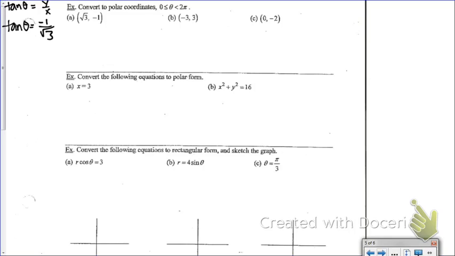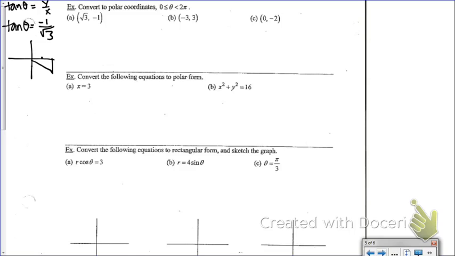Now the question here is which quadrant to draw my picture in. I know tangent can be negative in both the second quadrant and the fourth quadrant. To figure out which one to use, I look at my original point. My original point is positive square root of 3, negative 1. Well, if I go over to a positive value and down to a negative value, I have to be in the fourth quadrant. So I'm going to evaluate that theta in the fourth quadrant.